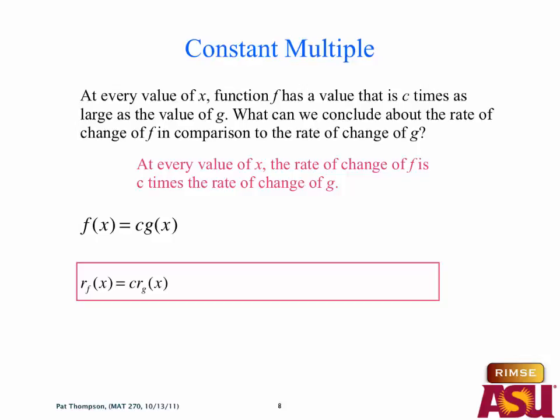Sometimes students get these two mixed up. If you just have a constant by itself, the rate of change is 0. But if you have a constant multiplied times a function, the rate of change is not 0. You just hold on to that constant, and the rate of change is that same constant times the rate of change of that original accumulation function, in this case g. So don't get those two mixed up. Make sure you know what situation you have, okay?